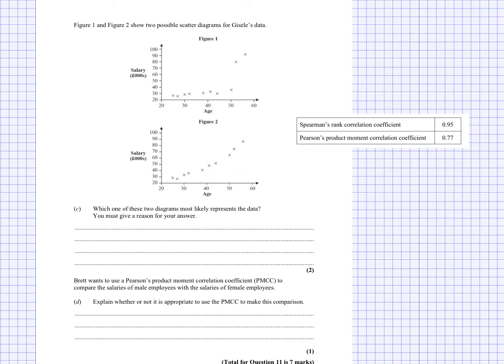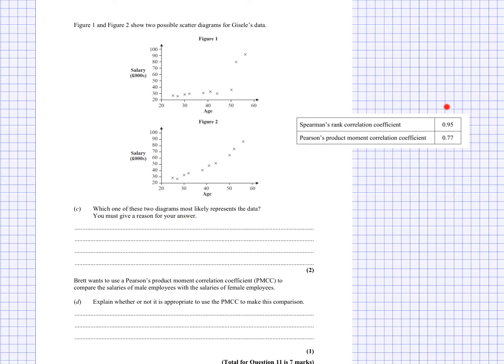So this is the next part of the question. I just brought this because we're going to need it for this question. It says, figure one and figure two show two possible scatter diagrams for Giselle's data. We've got one here and one here. We can see that this one is positive and very linear. This is positive as well, but not so linear. And we've got the age and salary, age and salary. The question is, which one of these two diagrams most likely represents the data? You must give a reason for your answer.